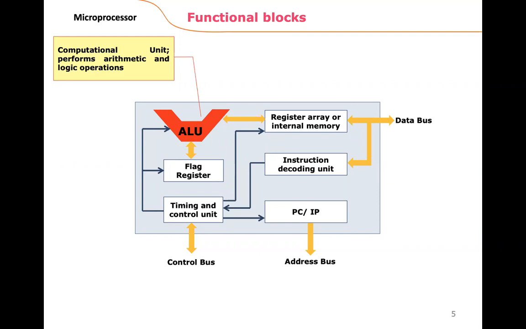And the control unit: our whole body is controlled by our brain. Like that, the whole part of the microprocessor is controlled by the CU, control unit. And there is internal memory. You know that our brain stores some memory.